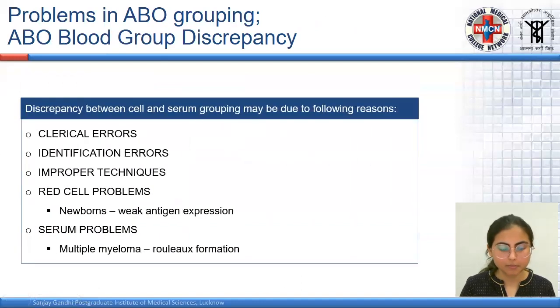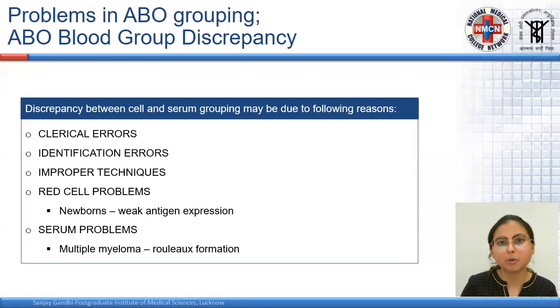Now, what are the problems that you can face while performing ABO blood grouping? There can be clerical errors of labeling the tubes. There can be identification errors, that a wrong patient sample has come, or you have picked up a wrong antisera or put the antisera in the wrong tube. There can be improper techniques. The instruments are not clean. The centrifuge is not calibrated. Your tube and your card have not been properly incubated.